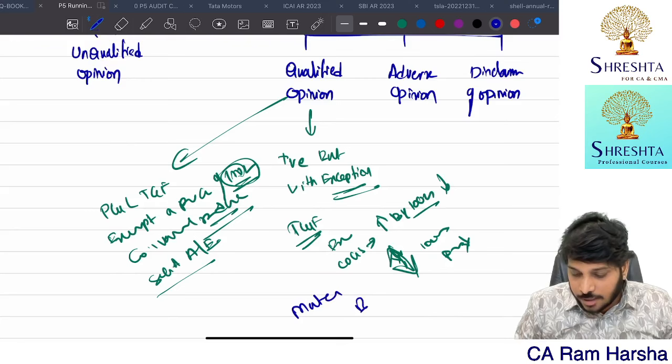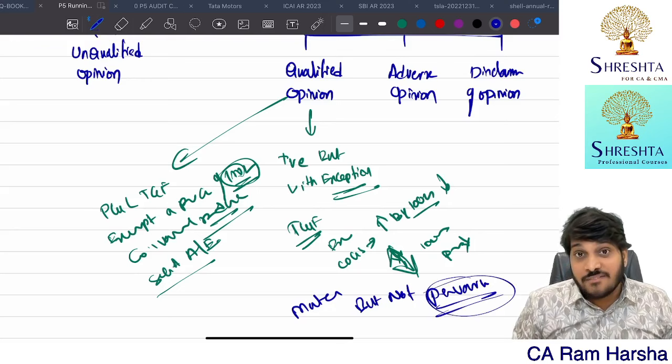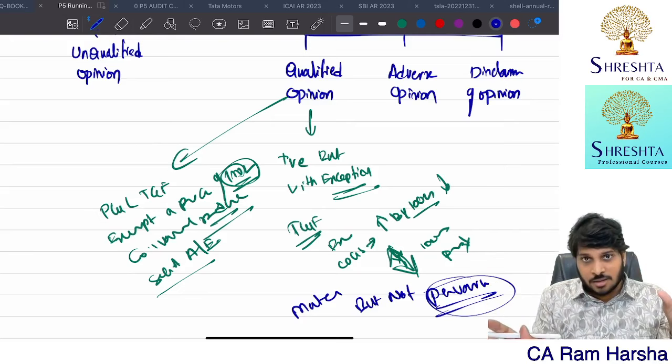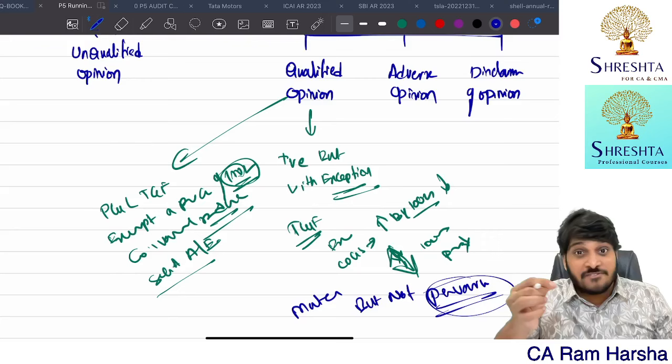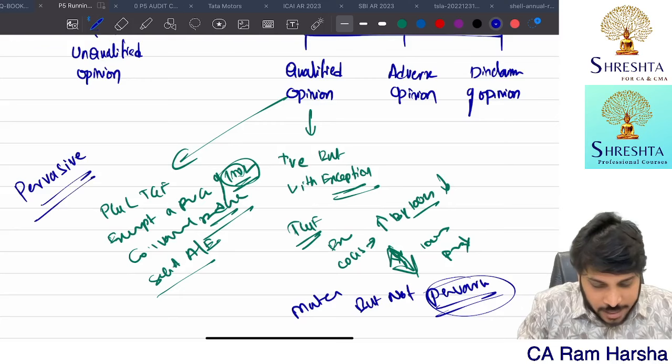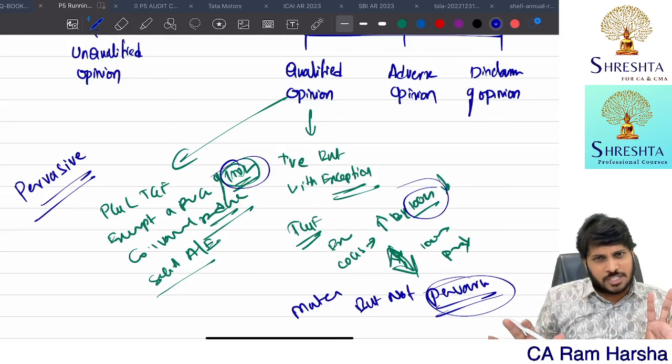What is pervasive? They don't significantly impact the entire result. If the entire result is manipulated, the entire P&L gets manipulated, as a whole it is misleading, then it is pervasive. We call it, what is it? Pervasive. P-R. Once again, I'll write. P-R. Pervasive. Pervasive means as a whole misleading. But tell me, here 100 crore is there and 150 crore, these two mistakes were there. These two material items were there.